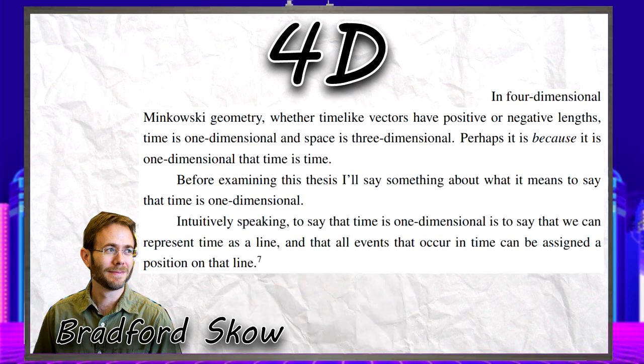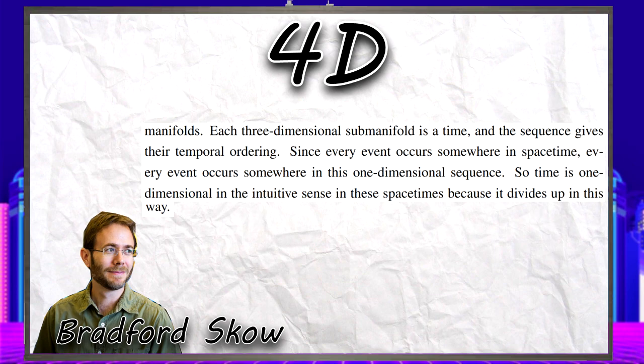In four-dimensional Minkowski geometry, whether time-like vectors have positive or negative lengths, time is one-dimensional and space is three-dimensional. Perhaps it is because it is one-dimensional that time is time. Before examining this thesis, I'll say something about what it means to say that time is one-dimensional. Intuitively speaking, to say that time is one-dimensional is to say that we can represent time as a line, and that all events that occur in time can be assigned a position on that line. Each three-dimensional submanifold is a time, and the sequence gives their temporal ordering. Since every event occurs somewhere in space-time, every event occurs somewhere in this one-dimensional sequence. So time is one-dimensional in the intuitive sense in these space-times because it divides up in this way.